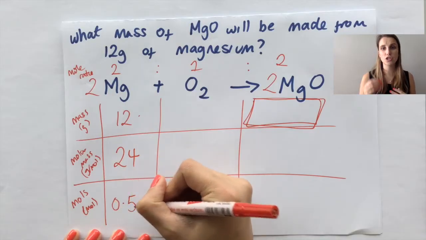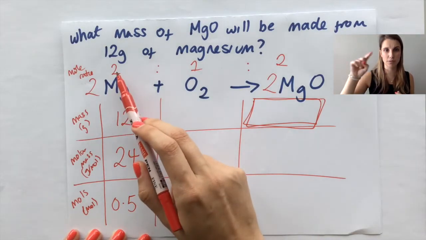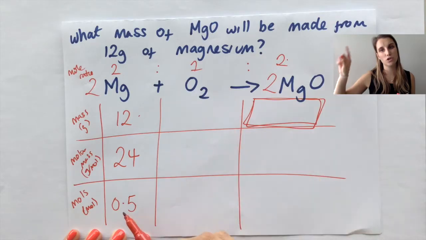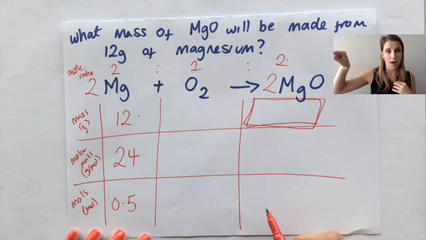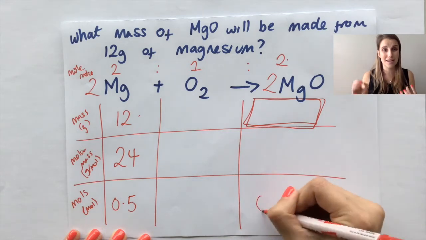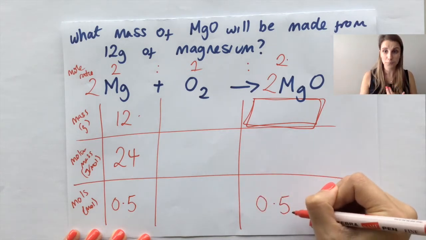So if I had 2 moles of magnesium, using the numbers at the top, then I would make 2 moles of magnesium oxide. I don't. I've got 0.5 moles. But because the ratio is the same, I know that that must mean I've got 0.5 moles of my magnesium oxide as well.